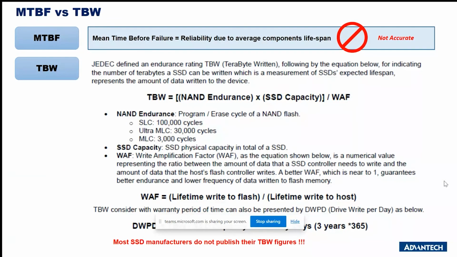MTBF stands for mean time between failures. It is the average time between system breakdowns. This MTBF is, in fact, rather crucial for some of the maintenance metrics to measure performance and also safety. To calculate MTBF, we divide the total number of operational hours in a period by the number of failures that occur in that period.